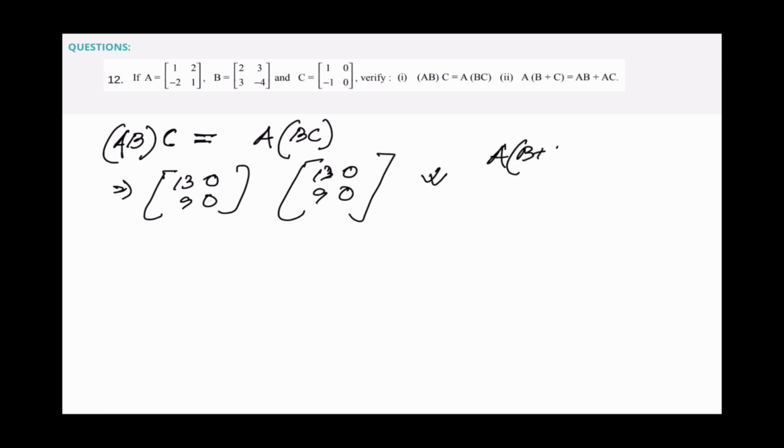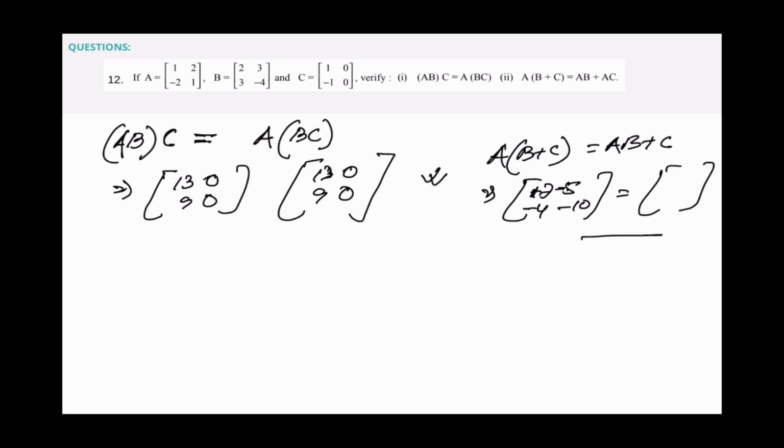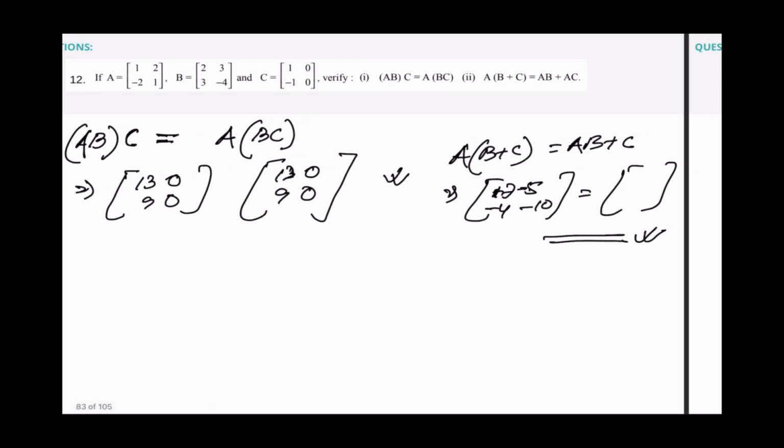Now what about this, A(B plus C), and that is equal to AB plus AC. So here also you will be getting somewhere around minus 7, minus 5, minus 5 and minus 4, minus 10. So we are providing the solution so that you can check whether you have done right or wrong. Just a very simple question.